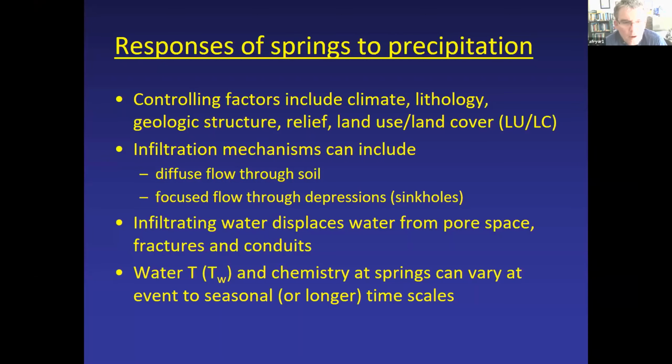So, as many of you no doubt know, springs respond to precipitation as a result of different controlling factors that include climate, lithology, geologic structure, relief, and land use, land cover. And as we've seen, infiltration mechanisms can be both diffuse through soil and focused through sinkholes and other depressions. And this infiltrating water displaces water from the pore space already resident, as well as water in fractures and conduits. And as a result, water temperature and chemistry at springs can vary over timescales ranging from event hours to days to seasonal or even longer to annual timescales.